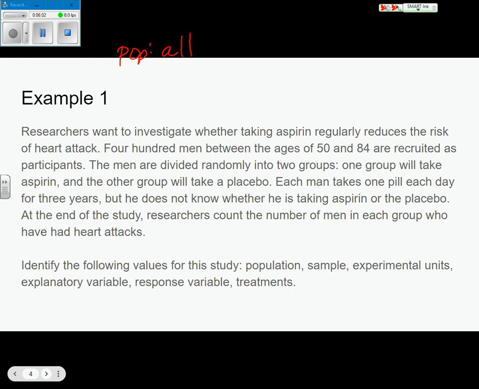All what? All men between ages 50 and 84. I like it. Okay. Some people are going to say like all Americans. That's a little too broad.